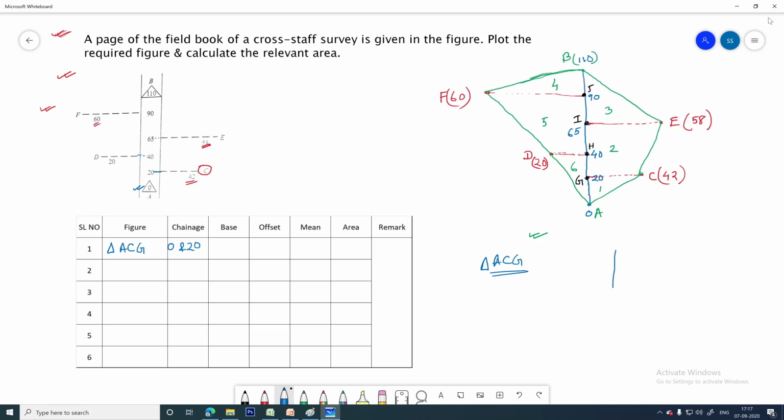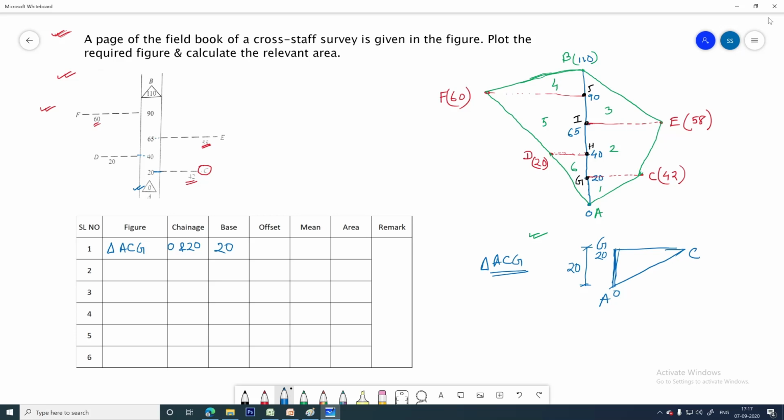That means if I draw the same triangle over here, if this is A, this one is C, and this one is G, so the chain edge value is here 0 and here it is 20. So I have written over here 0, 20, and the base value is nothing but this particular distance, the length of the base, and that one is 20, right? So base value is 20.